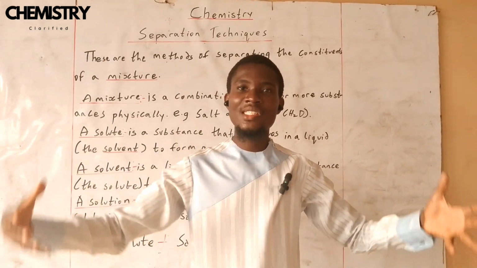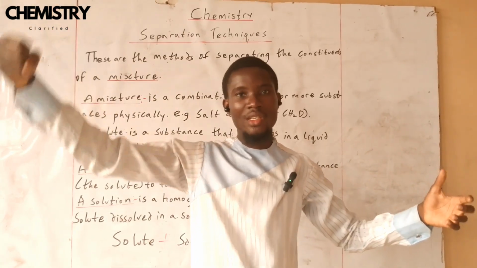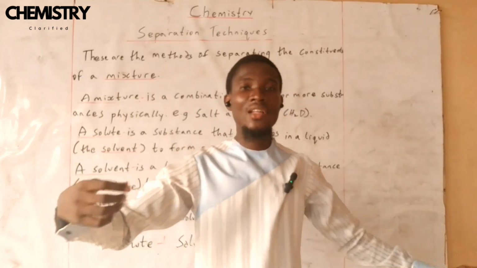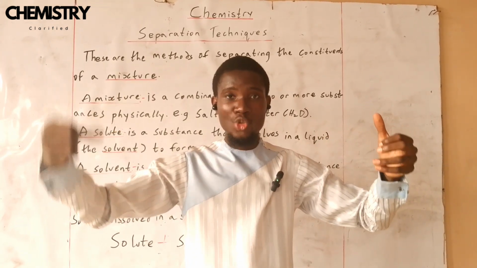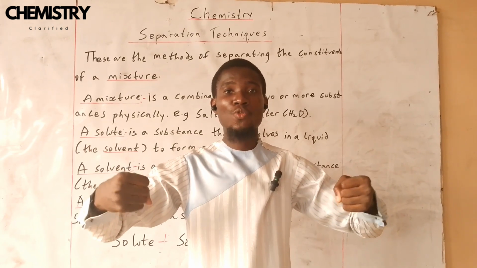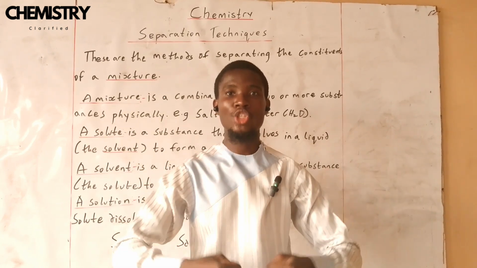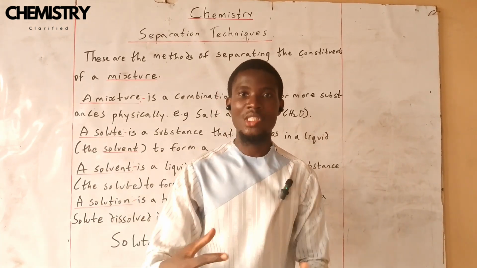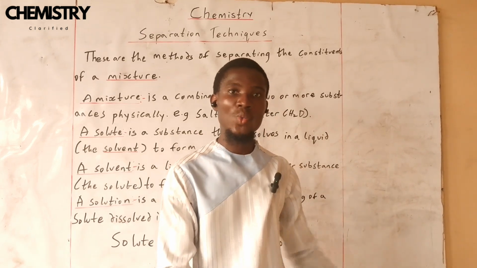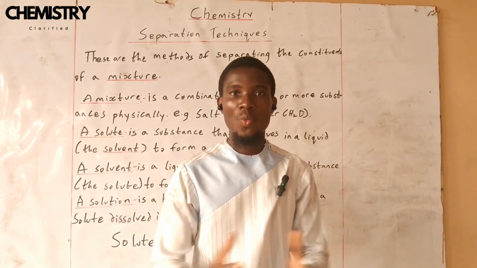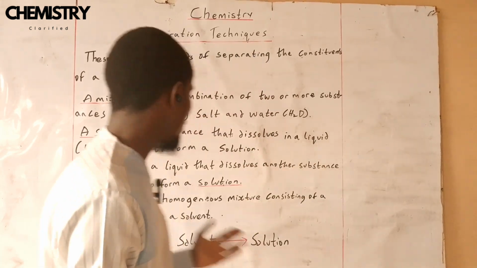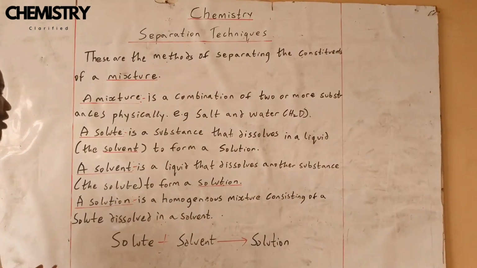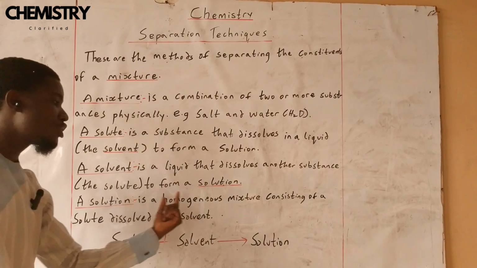Now, when you mix both the solute, for example salt, and the water, which is a solvent, you are going to form something we call a solution. That is, when you mix salt, for instance, which is an example of a solute, with water, which is an example of a solvent, that mixture is what you can call a solution. Now, that will take us to the definition of a solution. And a solution is a homogeneous mixture.